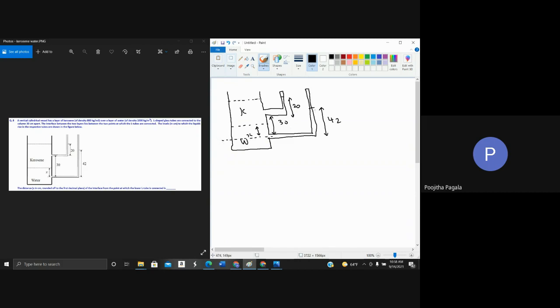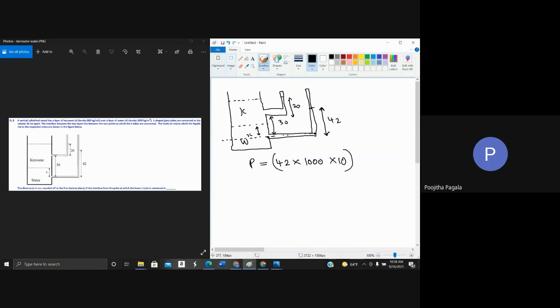Because this is a continuous fluid, whatever pressure is here will be the same pressure here too. So what will the pressure be here? You have the height of this column is 40, and we know what this liquid is. This liquid is water. So the pressure here is going to be P equal to 40 into density of water into G, which is 10. So pressure at this point is going to be this much, 40 into 1000 into 10.